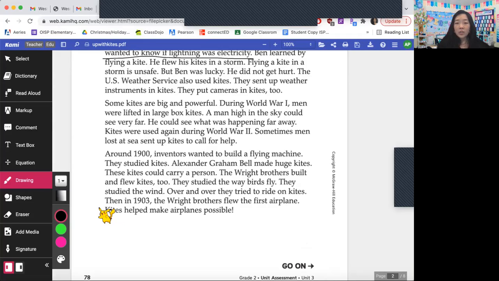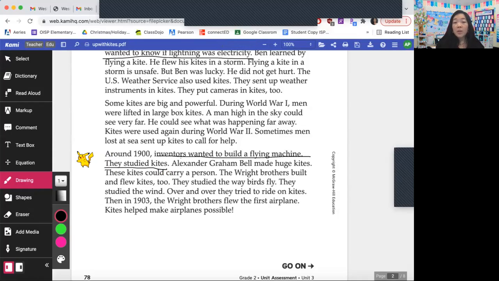Around 1900, inventors wanted to build a flying machine. They studied kites. Okay, so remember this was important too. I think this paragraph. So inventors wanted to build a flying machine. So what did they do? To build a flying machine, they studied kites. Alexander Graham Bell made huge kites. These kites could carry a person.